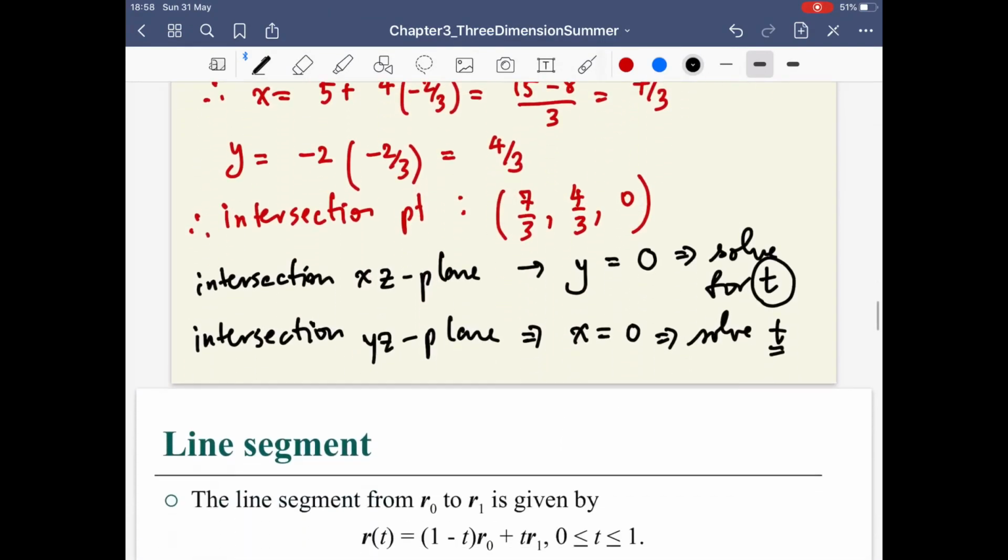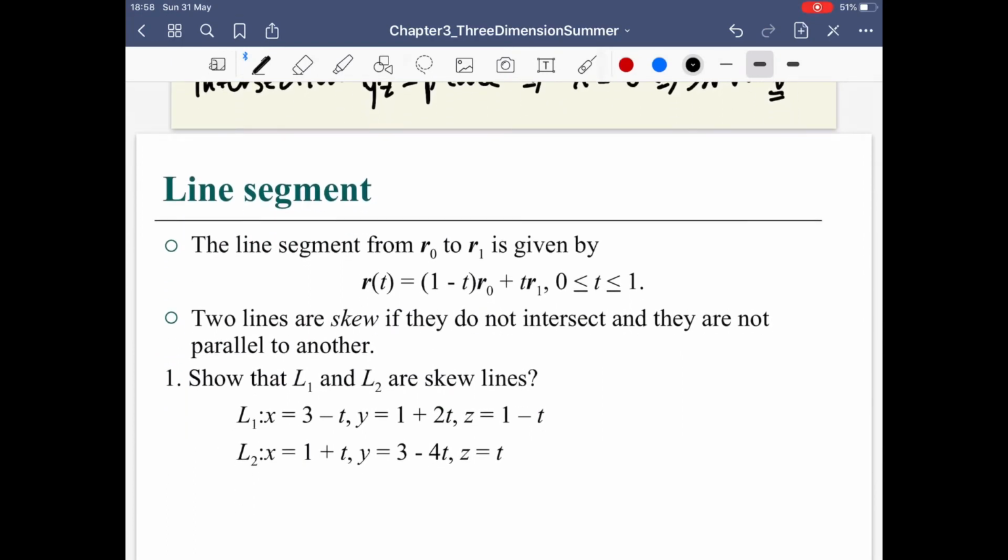Okay, so let us continue a little bit. The first one is the so-called line segment. Here, if you have your R0 in three-dimensional space and R1 in three-dimensional space as well, we need to determine the equation of the line segment. Okay, only the segment starting from R0 and terminating at R1. That line segment will be very easy. Okay, so it consists of two parts.